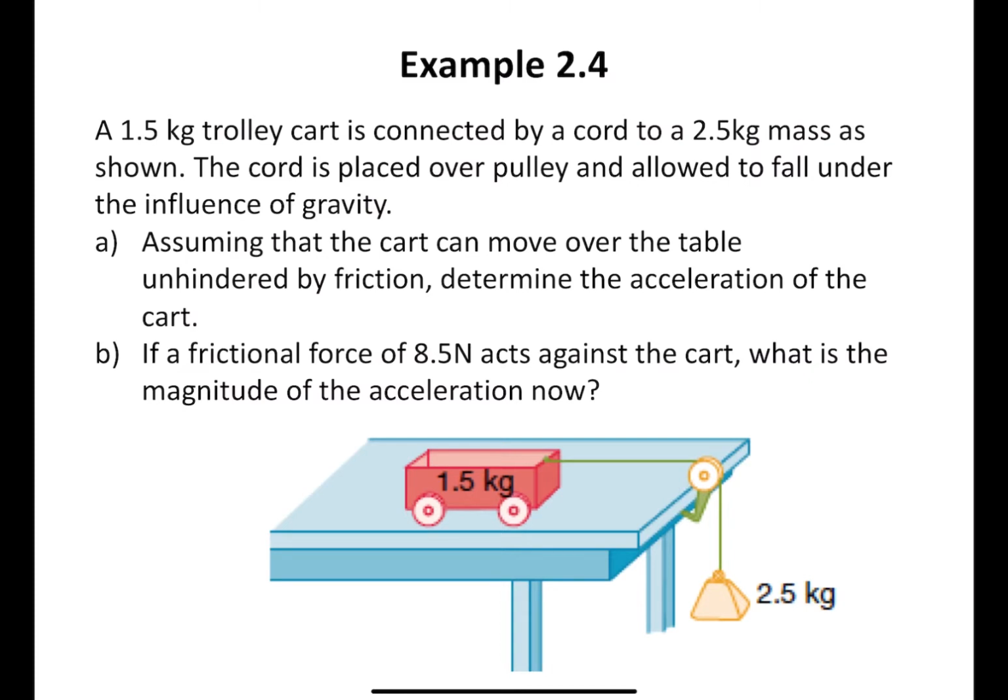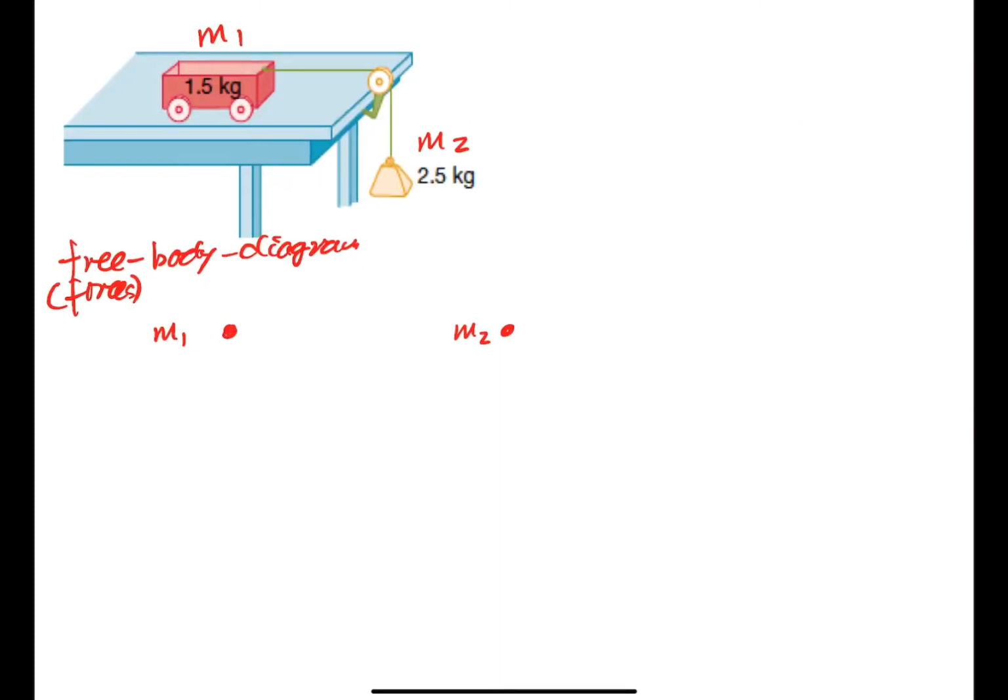Now, we do it one by one. First analyze M1. How many forces are acting on M1? Anyone can tell me? How many forces are acting on M1? 1, 2, 3, 4, all possibilities. Now, first of all, whenever you have a mass, you always have what?